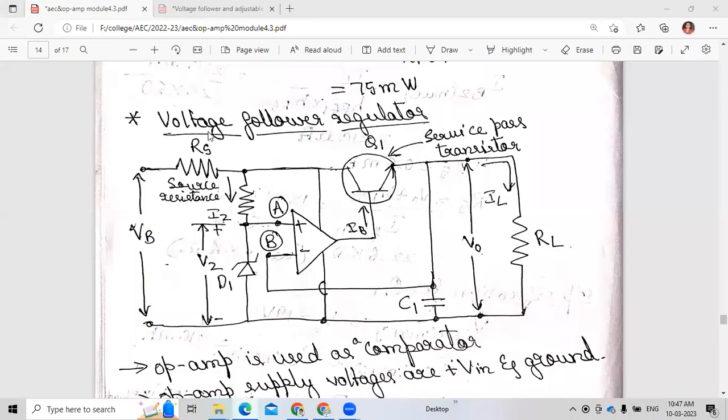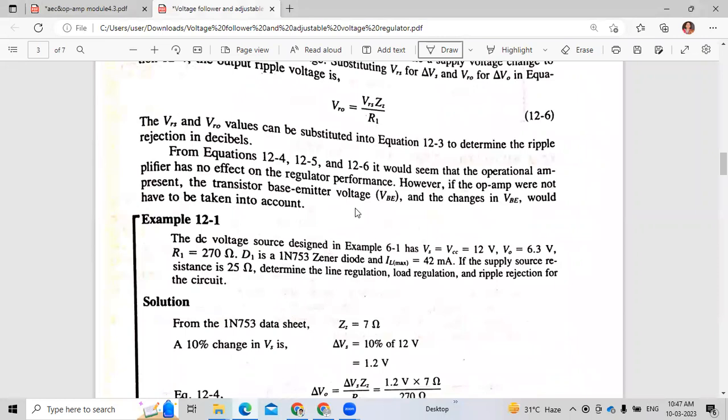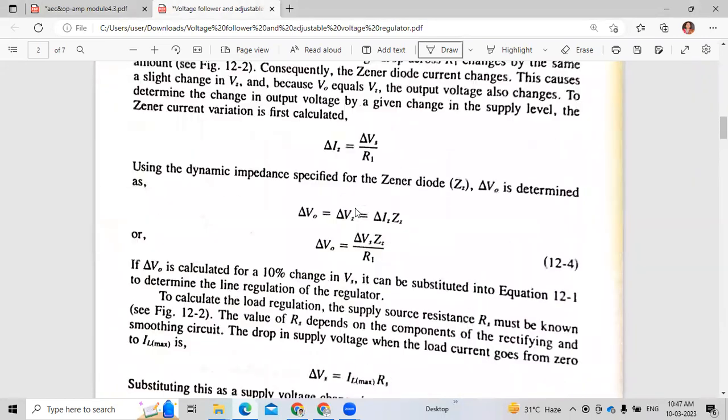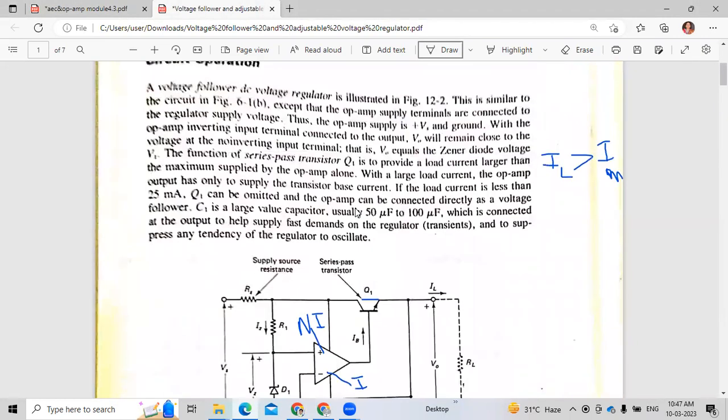Today we shall discuss the voltage follower regulator. So you can observe here the voltage follower regulator. We are giving the non-inverting terminal, and for the non-inverting terminal, a Zener diode is connected.